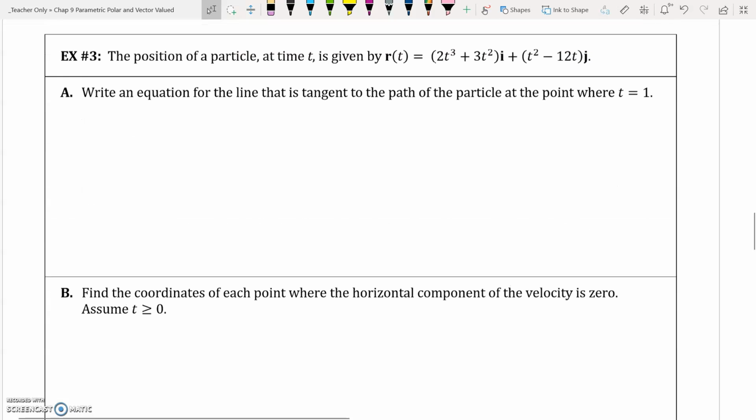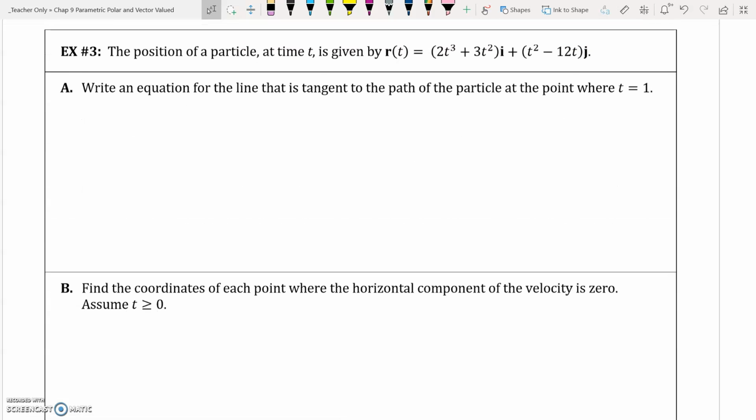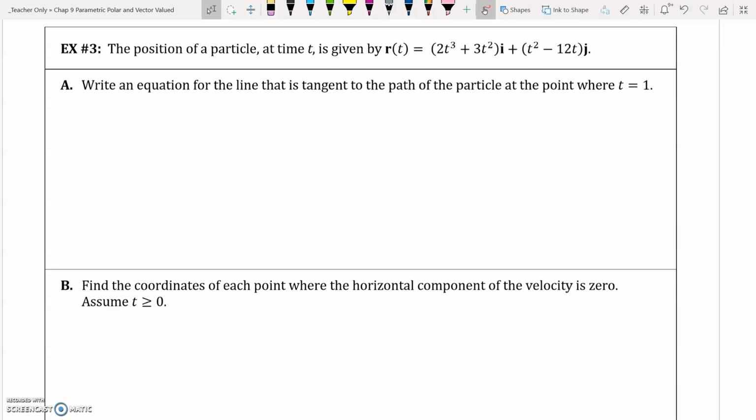Okay, one more example in this video, and then we'll continue in the next one. Example 3 says the position of a particle at time t is given by r of t equals 2t to the third plus 3t squared i plus t squared minus 12t j. So I'm supposed to write an equation for the line that is tangent to the path of the particle at the point where t equals 1. So that means I need the derivative. So I'm going to find r prime of t.